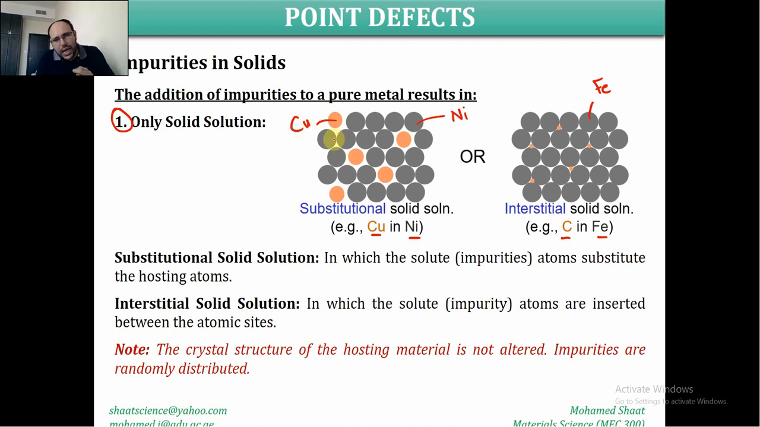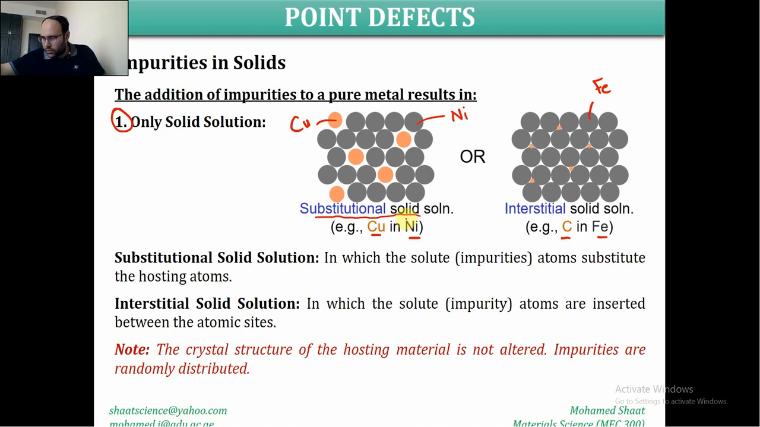As you can see, the size of the copper atom is very close to the nickel atom. So it means that this carbon will not be able to be squeezed into the gaps between the atoms. So to add the copper, we have to remove a nickel atom and replace this nickel atom with a copper atom. And this is what results in a substitutional solid solution.